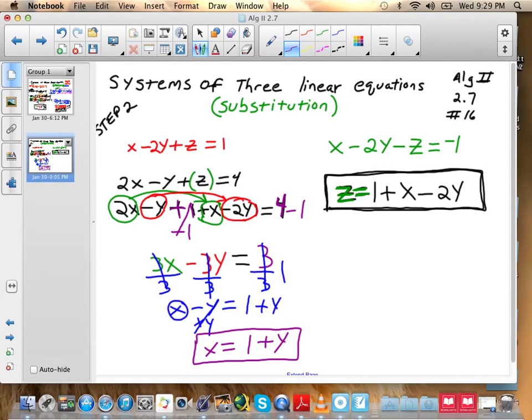Okay? So now I have taken two equations and found two different variables because of it, my first equation and my second one. All right, so let me move this now.